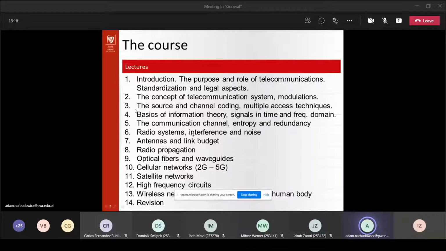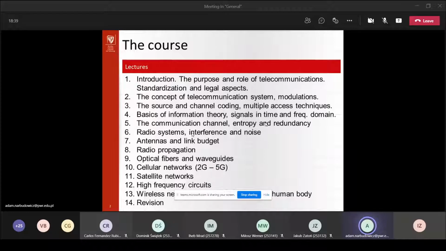Then in the next lecture, we will talk a little bit about the coding and multiple access techniques. Well, coding is basically how we transform information that's being transmitted in order to minimize error, okay, or minimize the impact of noise to our telecommunication system.